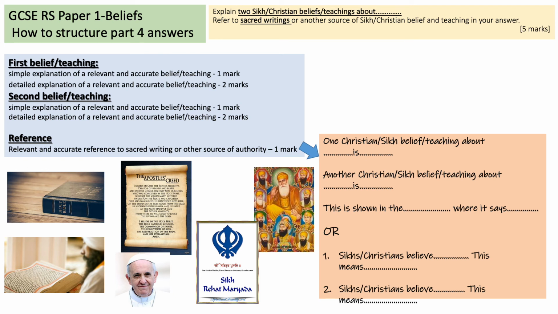Another way you might choose to answer that question again is to number bullet points. So you bullet point number 1, and then you write a paragraph explaining and detailing. So Sikhs believe, or this is what they believe. What does this mean? This means, and you explain that to get that extra mark. And then number 2, your second paragraph to explain, Sikhs believe this means. So you're going on to explain it. And again, you make reference to a sacred writing or source of authority. This is shown in the Bible, this is shown in the Guru Granth Sahib, this is shown in the Apostles' Creed, where it says.